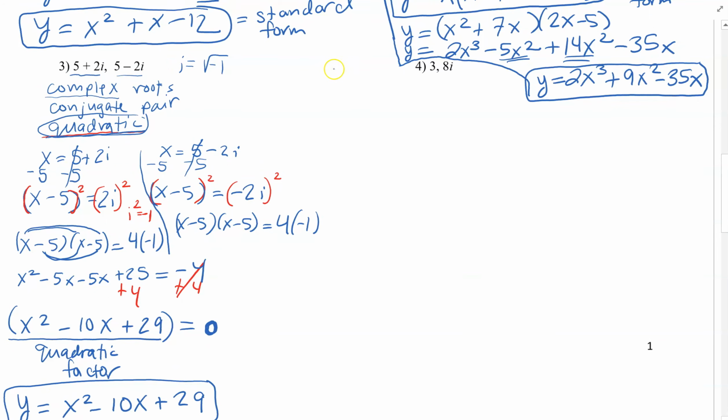Now number 4, let me carve out some space for number 4, is a little bit more complicated. Well, it is and it isn't. It is because it has both a rational root and a complex root, and because it has a third root that it's not showing us here, right?